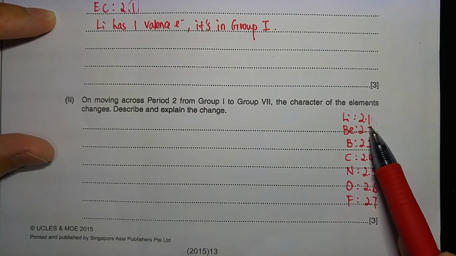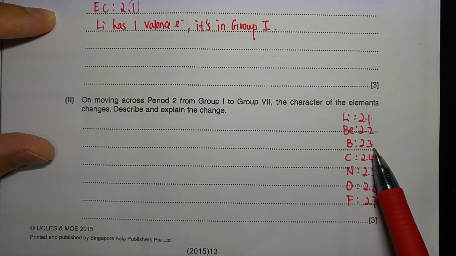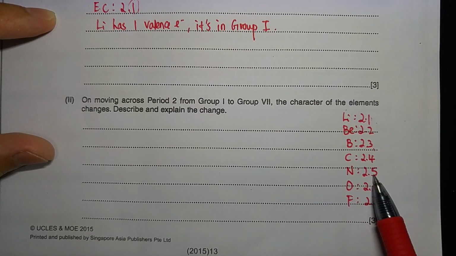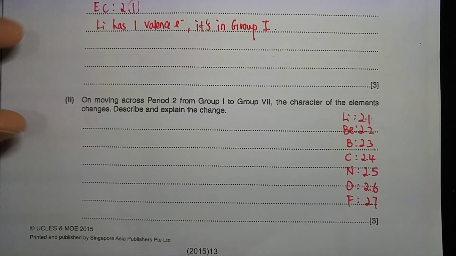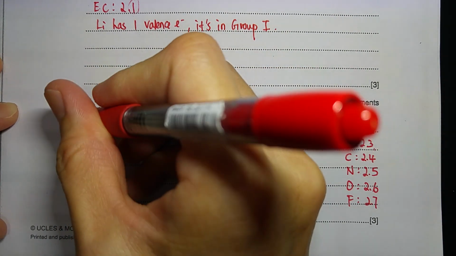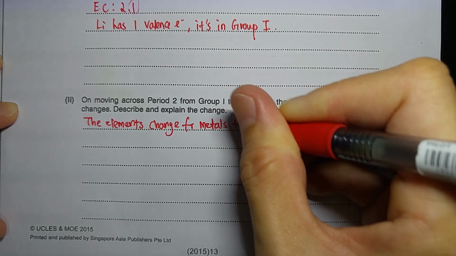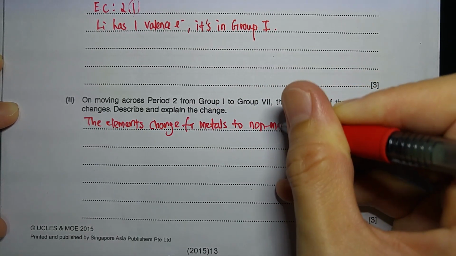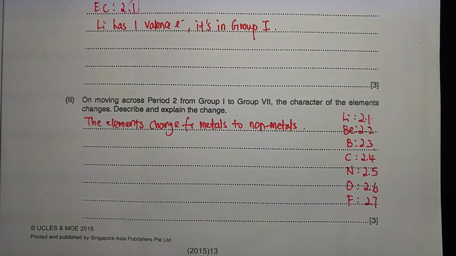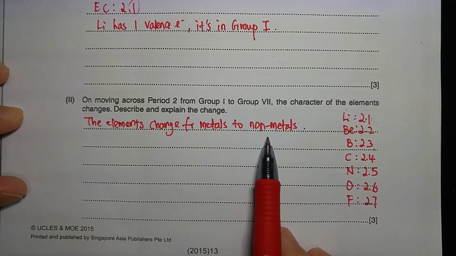You can see that these two are metals. Boron is in group 3. It's actually a non-metal, because it is on the right hand side of the staircase. Carbon, non-metal, non-metal, non-metal, non-metal. So it's from metal to non-metal. So you can say the elements change from metals to non-metals. That will be 1 mark.